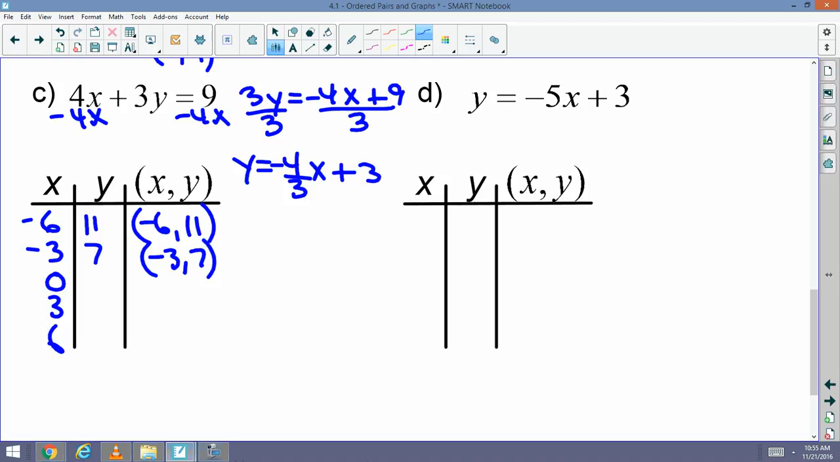When x is 0? That's an easy one. When x is 3? We got negative 1. Very good. And when x is 6? Negative 5, because negative 4 times 6 is negative 24. Divided by 3 is negative 8. Negative 8 plus 3 is negative 5. Make sense? Yes, sir.